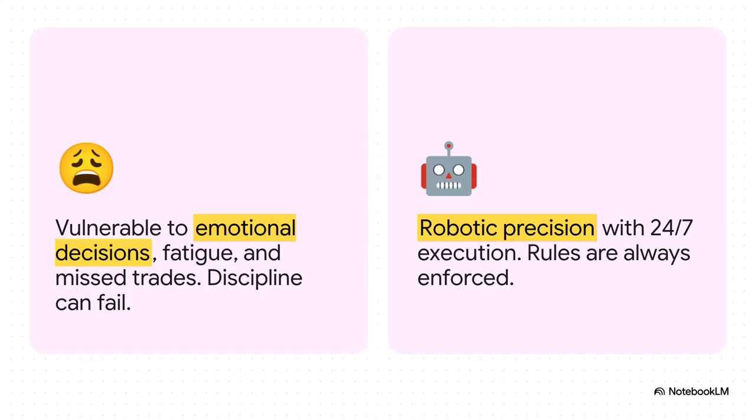I mean, this slide says it all, doesn't it? On the left, you've got manual trading, which is totally vulnerable to fear, greed, second-guessing, and just plain getting tired. And on the right, you have automation, cold, calculating, robotic precision. It runs 24/7, it never misses a signal, and it enforces the rules with perfect discipline every single time.